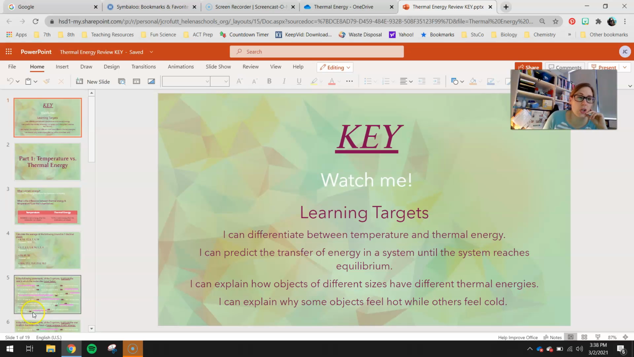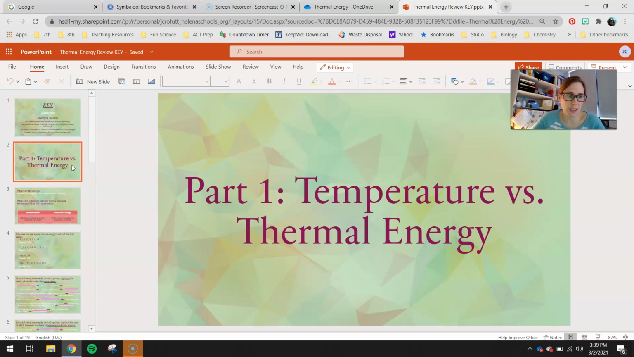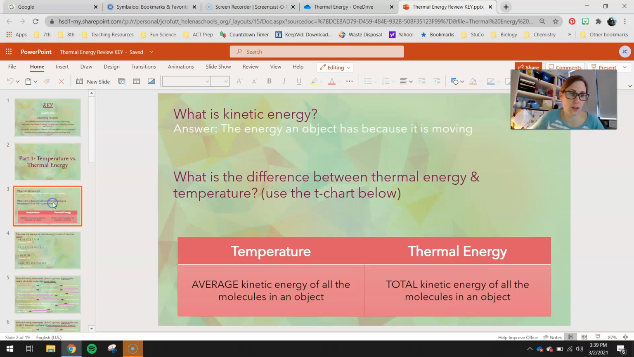But this is your answer key for the review, which, obviously, knowing the right answers and that you are on the right track will help you greatly for the test. So I'm just going to go through this, some of it quickly, some I'm going to give a little bit more of an explanation to. As you know, there were two parts to this. Part one focused on temperature versus thermal energy, and part two focused on energy transfer. So let's go ahead and dive right into part one.